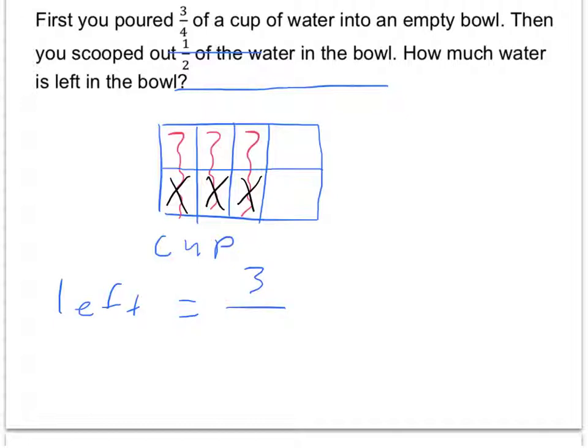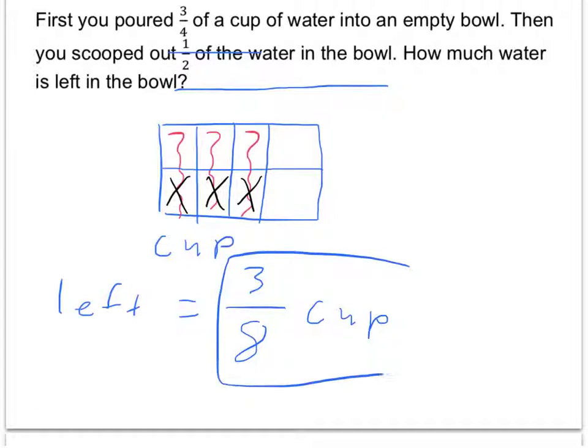And in the entire cup, we see that we have 8 pieces. So a total of 8 pieces that are in the cup. And so we have left 3/8 of a cup of water. So there's our answer. We have 3/8 of a cup of water that is left.